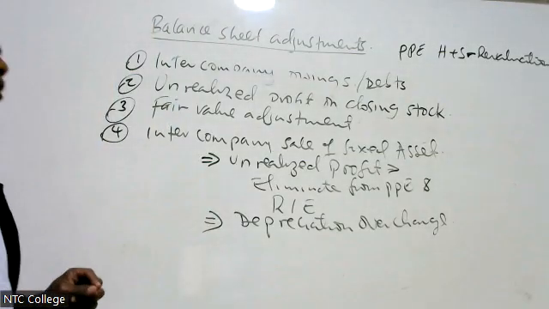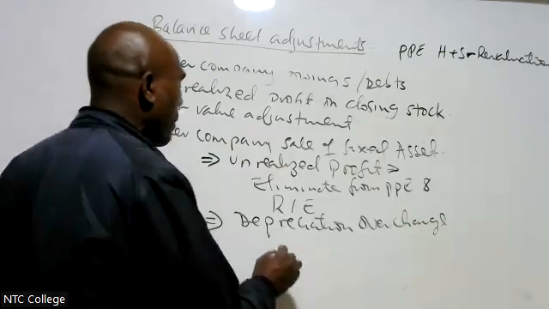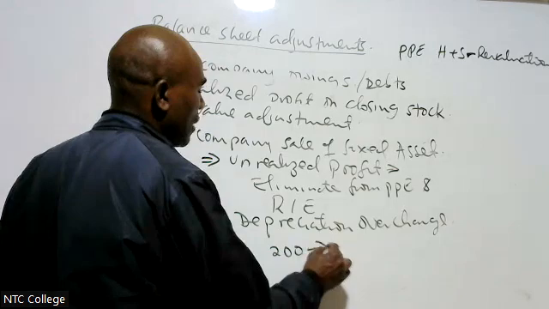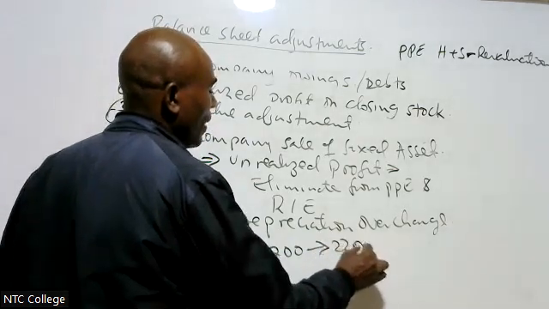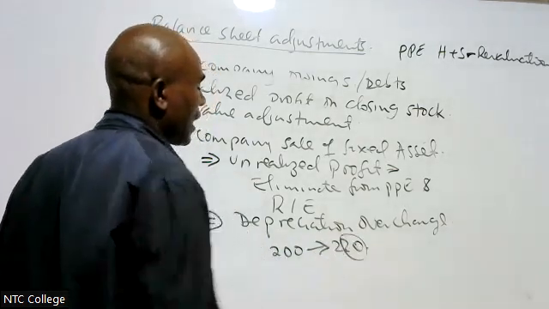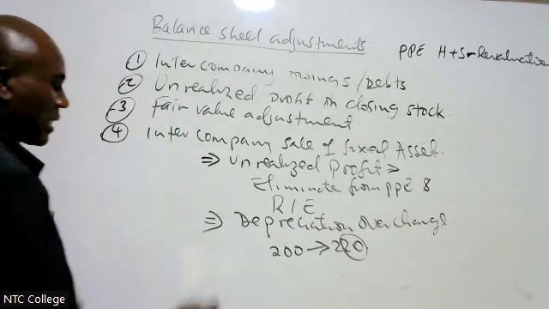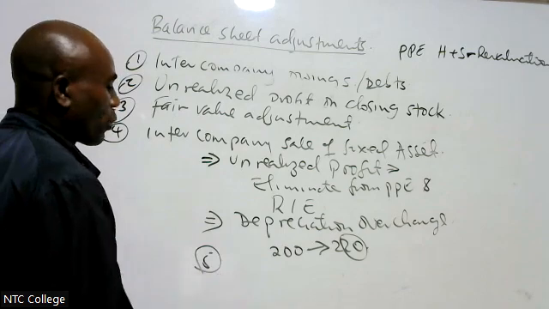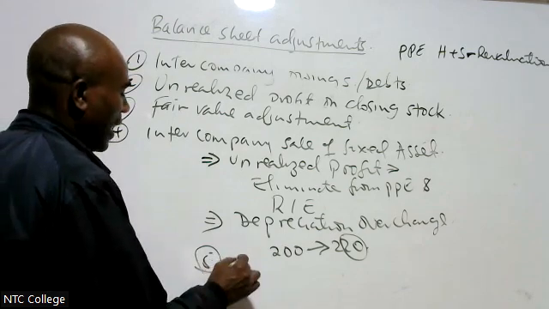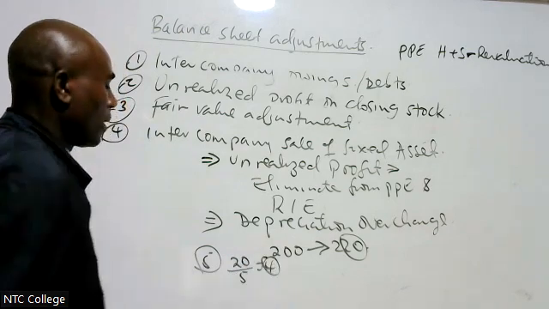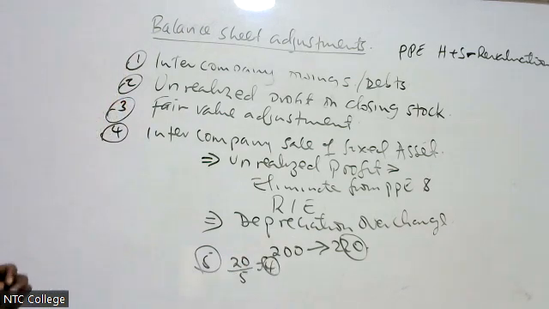Where will depreciation overcharge come from? For example, the cost of the asset was 200. I transferred this at 220. Therefore, I overstated the asset by 20. If the useful life of the asset is 5 years, it means that we overcharged depreciation. That is 20 divided by 5. We overcharged depreciation by 4.